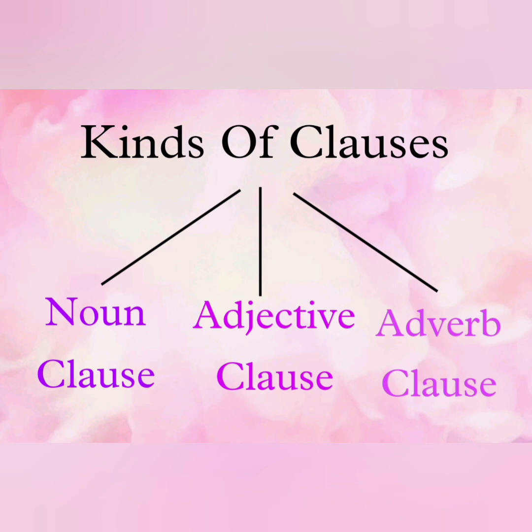The clause has three kinds: the noun clause, the adjective clause and the adverb clause. To understand all these three, you have to wait for my next video, and in my next video I'm going to explain the kinds of clauses: noun, adjective and adverb clause.